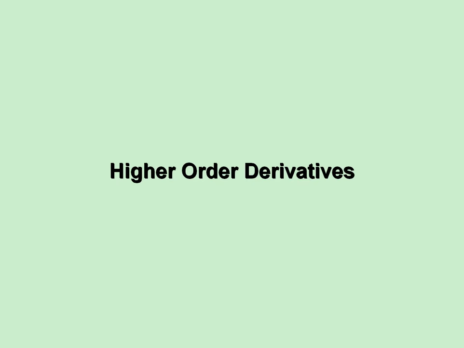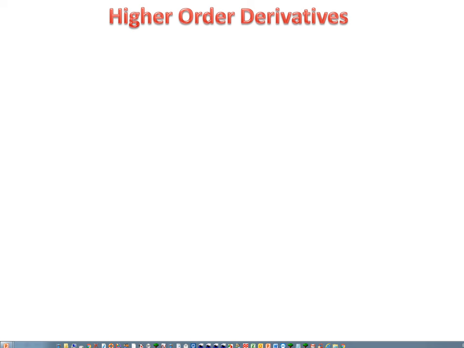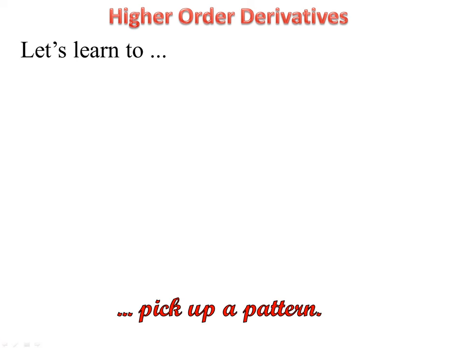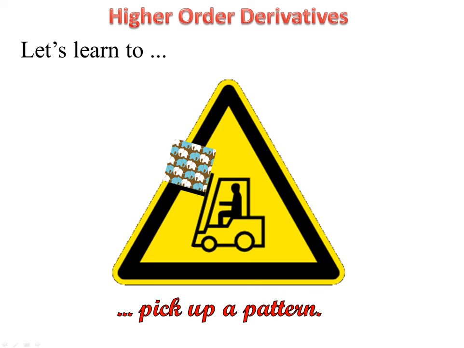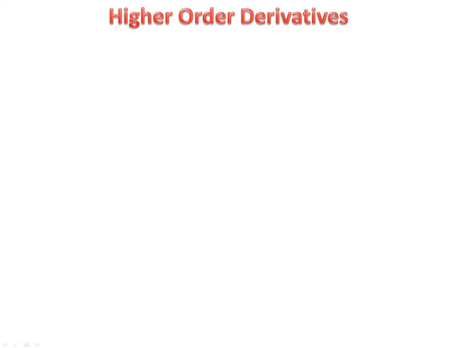Higher order derivatives: the second derivative, third derivative, fourth derivative, 20th derivative, even the nth derivative of a function. In order to do it, we need to pick up a pattern by finding the first few derivatives and seeing what the pattern of the derivatives holds. Let's look at a few patterns.